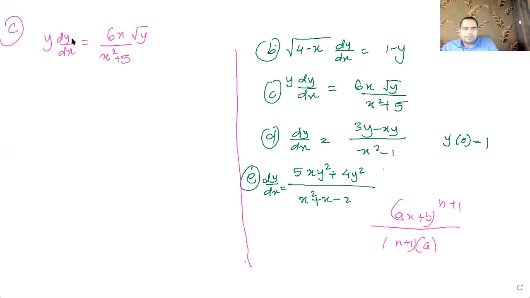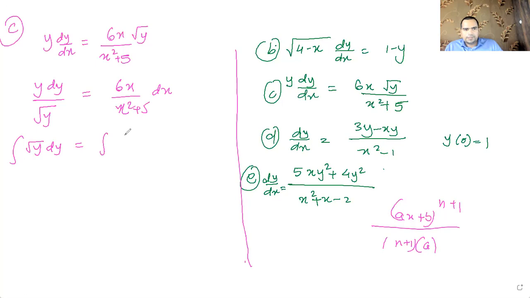So for the c part, basically what we'll do is once again separate the variables. So it'll be y dy over root y equals 6x over x squared plus 5 dx. So y over root y is nothing but root y dy equals the integration of 6x over x squared plus 5 dx. Now in this case, it'll be y to the power 3 over 2 divided by 3 over 2. That's the integral of this.